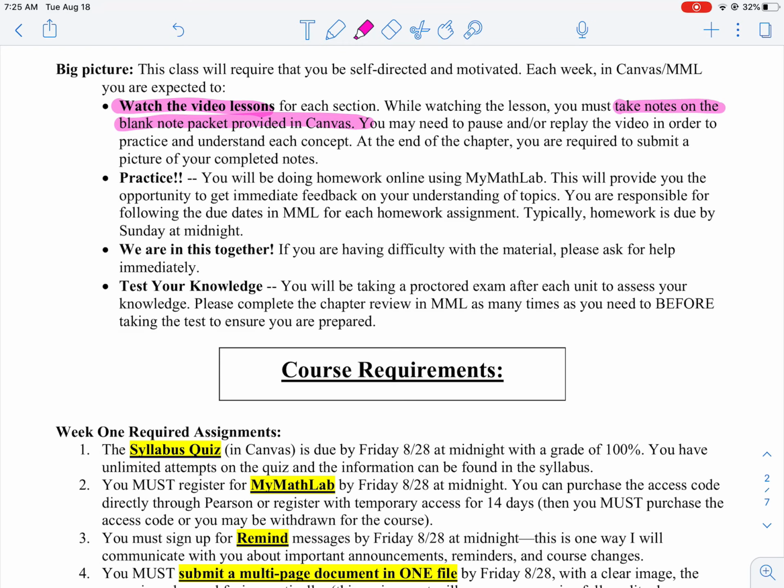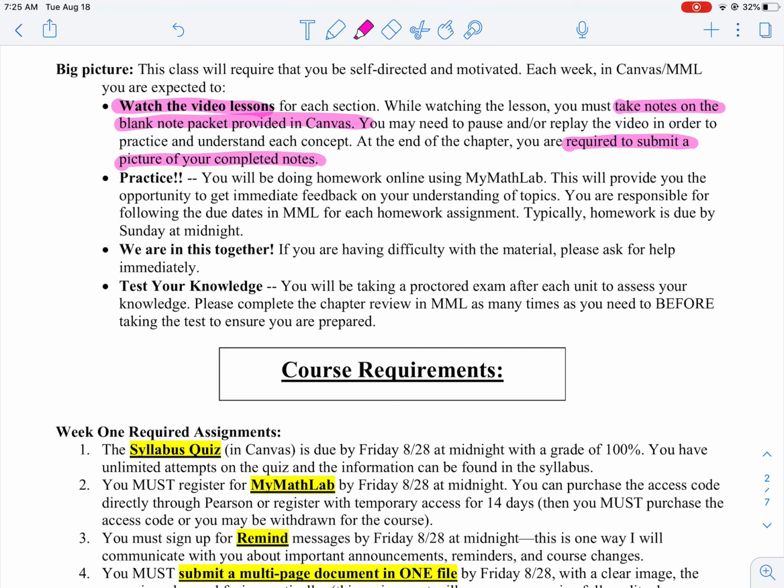But you are required to fill in the notes just like I've done with you in the videos where you're filling in the blanks, you're doing the examples with us. Everything I do in the videos, you should have completed on your notes. And at the end of the chapter, you are required to submit a picture of your completed notes in Canvas. We'll talk about that a little bit more in a little bit, but you are required to do that, and that is worth points towards your grade.